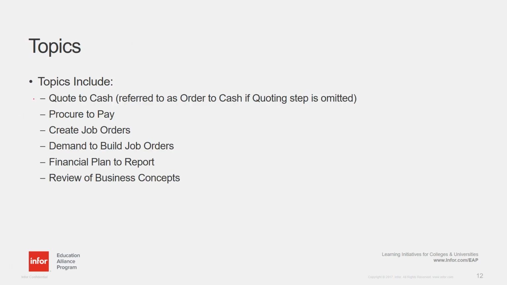We will cover first in our lesson 2, quote to cash. Lesson 3, procure to pay. Lesson 4, create job orders. Lesson 5 is financial plan to report. And the demand to bill job orders, there is some discussion, but we will do the create job orders in lesson 4. And then the review of business concepts is in lesson 6.